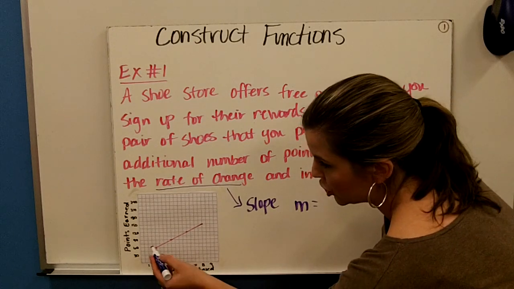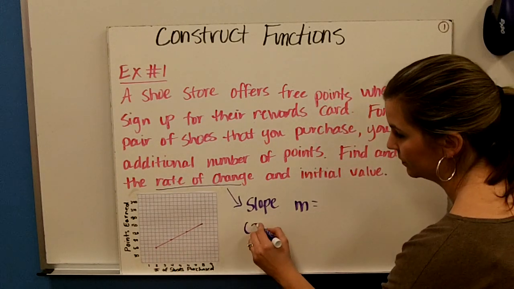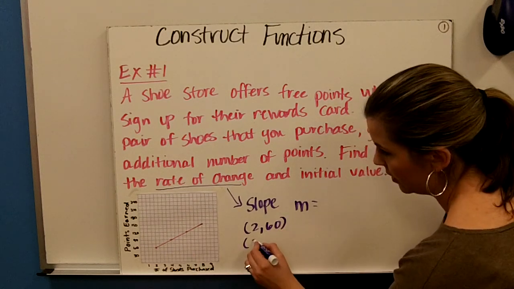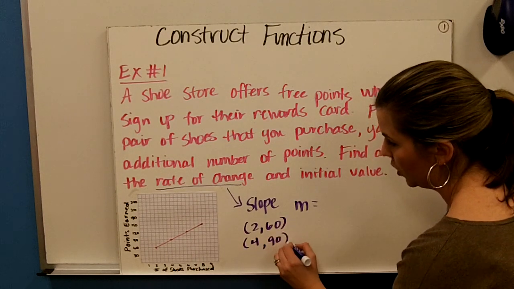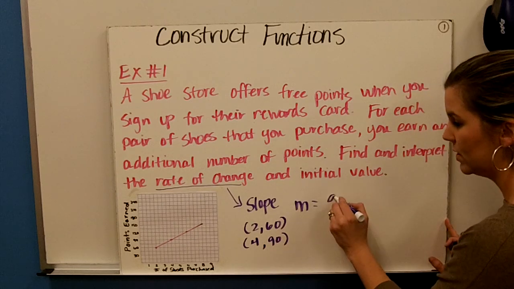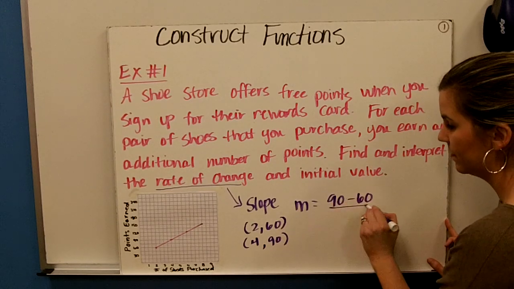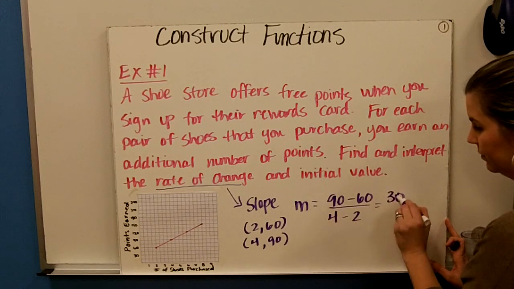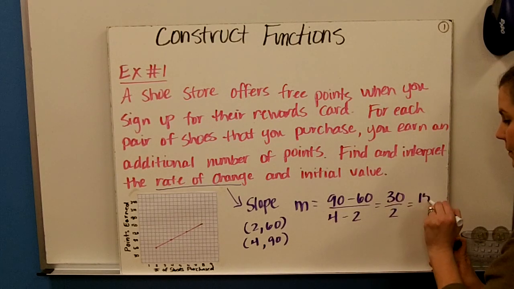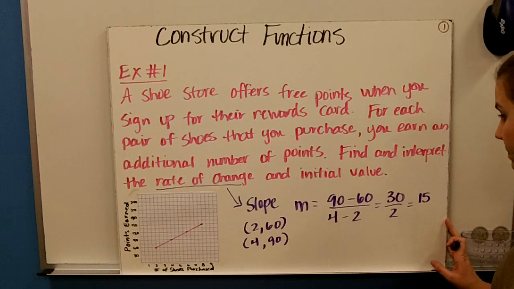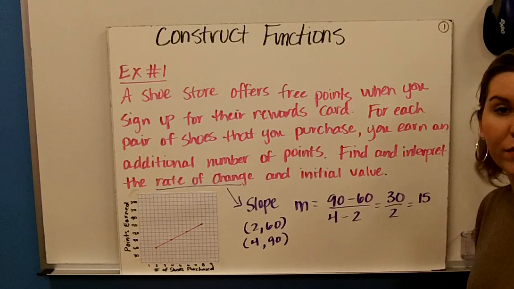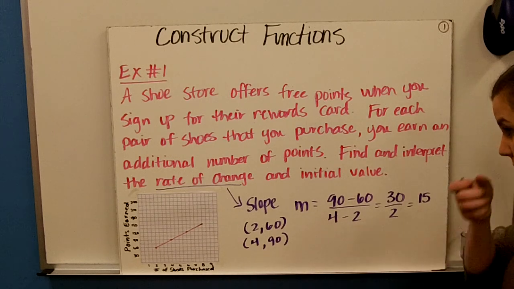So 2, 60, and 4, 90. We're going to find the difference in the y values, 90 minus 60, and the difference in the x values, 4 minus 2, and divide to get 15. Okay. So you earn 15 points for every pair of shoes purchased.